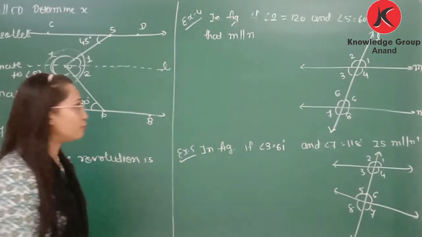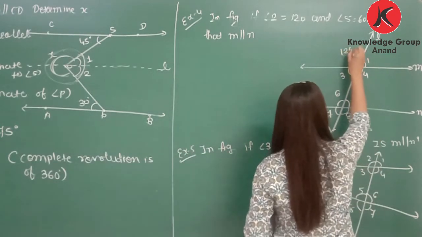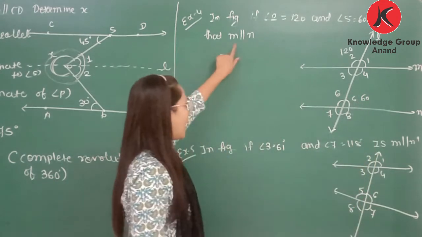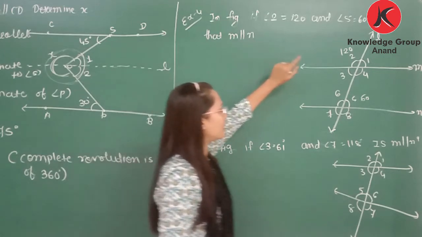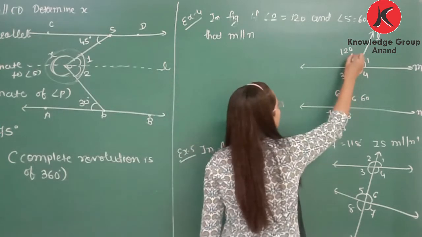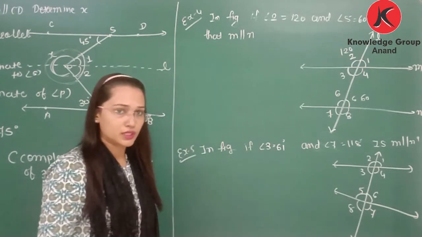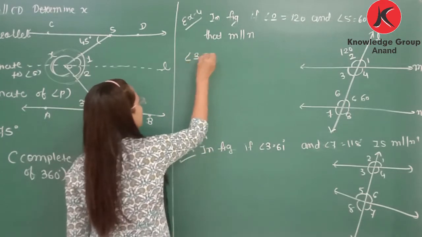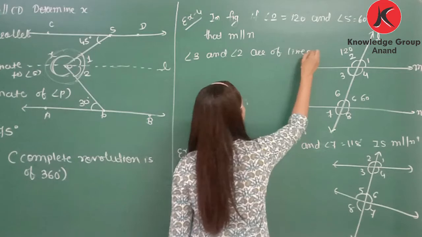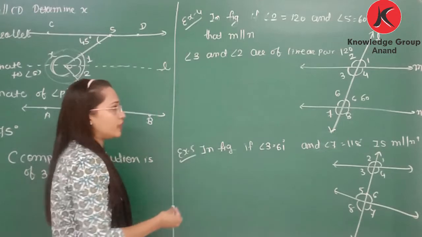Now next, example 4. In the figure, angle 2 is 120 degrees, given, and angle 5 is 60 degrees. We need to determine whether lines M and N are parallel or not. So here, if we consider this angle 2, then what will be angle 3? Angle 2 and angle 3 form a linear pair, so we can write angle 3 and angle 2 are a linear pair, or you can consider 2 and 1 are a linear pair, then it is also correct.